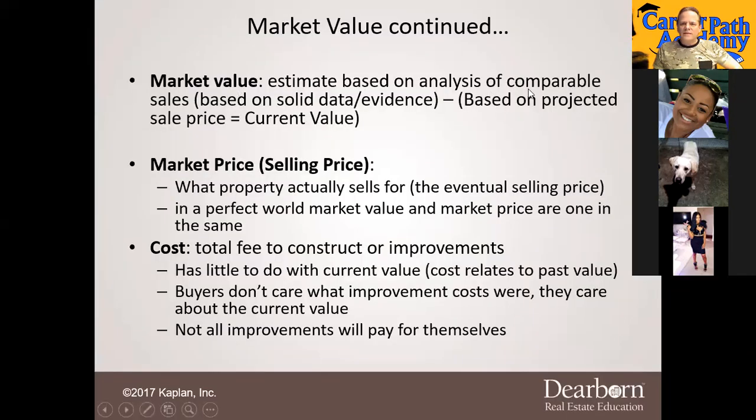So market value is an estimate based on those comps. Market price is the selling price. In a perfect world, market value and market price are one and the same. And cost is in relation to the improvements that have been done in the past by the owner, and it has little to do with value. Sure, improvements can increase the value a little bit, but as you can see, with many improvements you don't get 100% of that money back. So even though the seller is crying, woe is me, this cost me so much to put in, buyers don't care how much you put in. They just care about what it's currently worth when determining their offer. So turn the page.